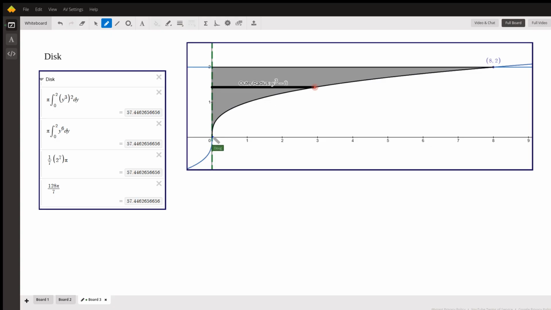These disks are occurring along the y-axis from 0 to 2. So the antiderivative of y to the 6th is 1/7 y to the 7th, evaluated from 0 to 2. That's just going to be 1/7 times 2 to the 7th, multiplied by pi. Same answer. So there we did it without a calculator: 128 pi over 7.